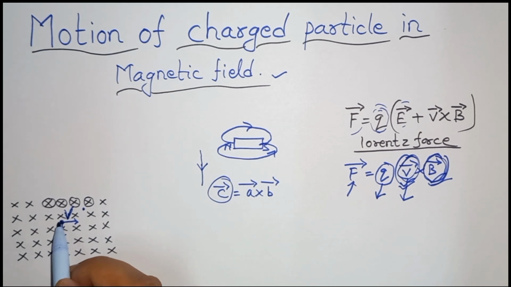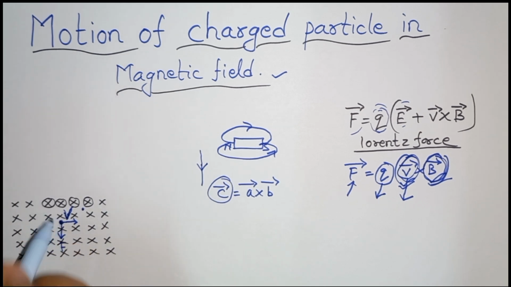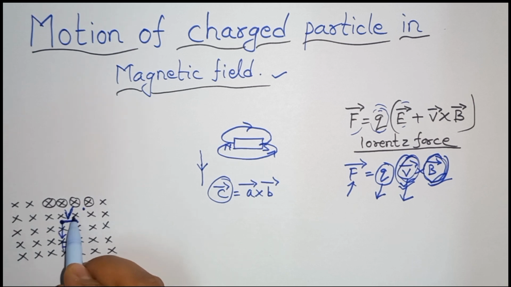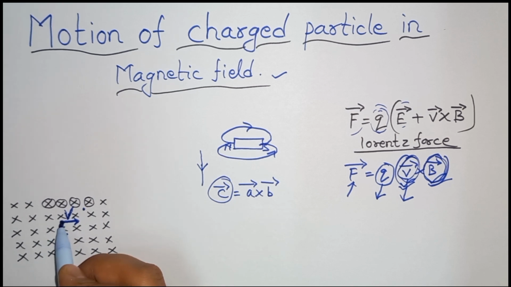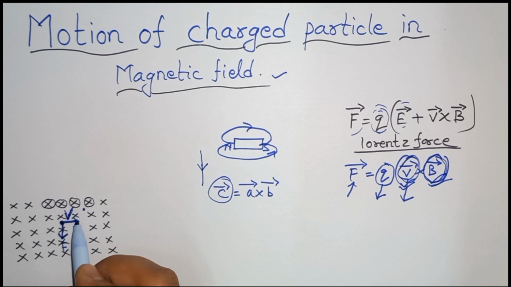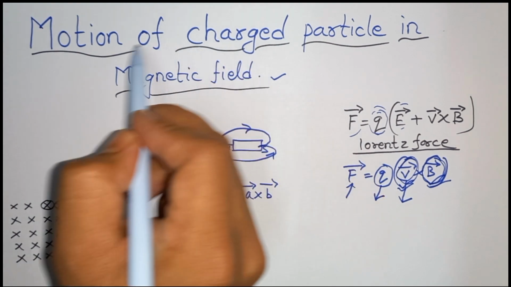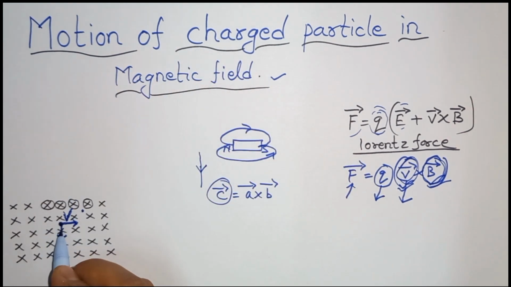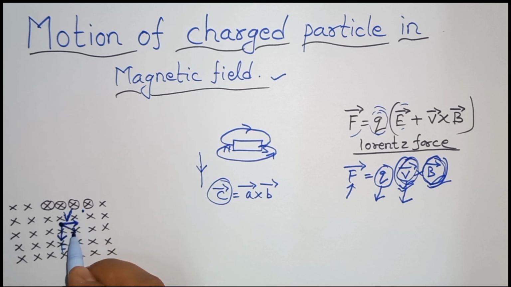Magnetic field is in the downward direction, velocity is going in this direction, and the force experienced will be in this direction. Now where does this charged particle go? You can see the charged particle is moving in this direction, and due to this magnetic field it will be attracted in the other direction. So the charged particle takes the resultant direction, in this direction. The charged particle tries to go in the other direction, so now the velocity direction will be changed.